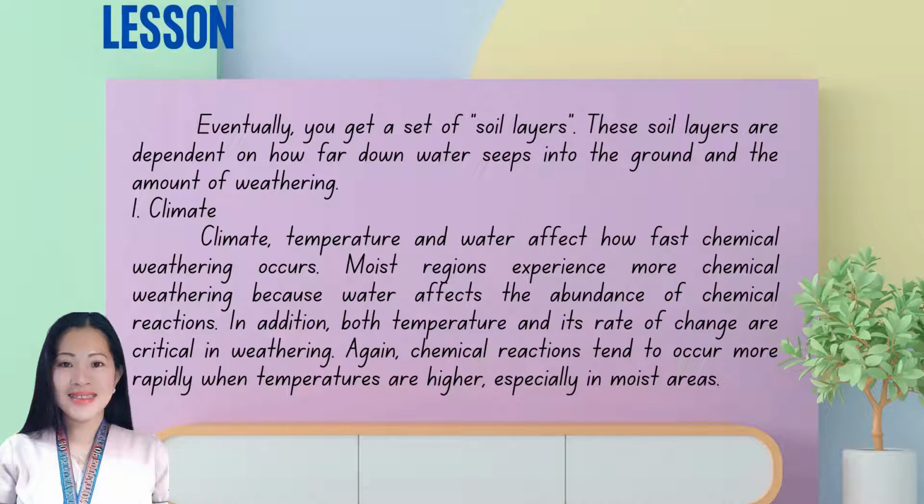Moist regions experience more chemical weathering because water affects the abundance of chemical reactions. In addition, both temperature and its rate of change are critical in weathering. Again, chemical reactions tend to occur more rapidly when temperatures are higher, especially in moist areas.